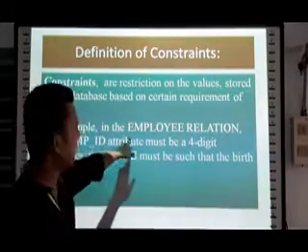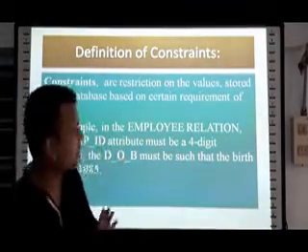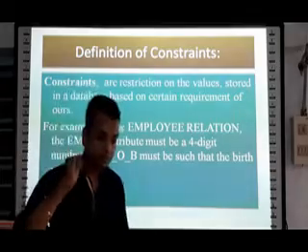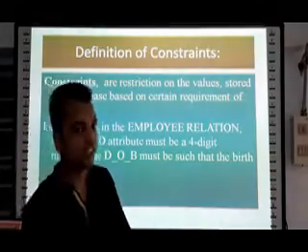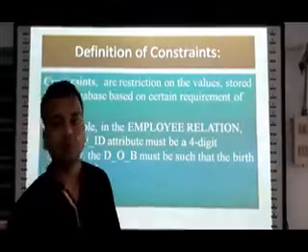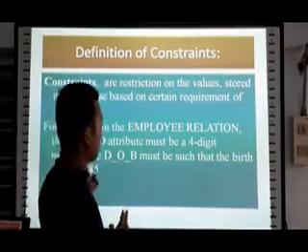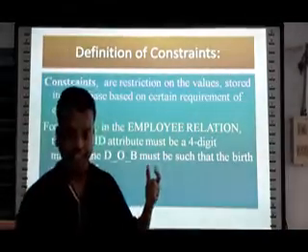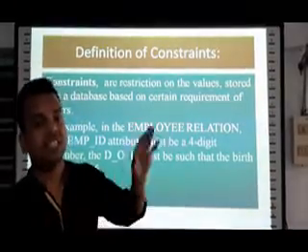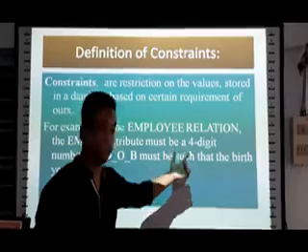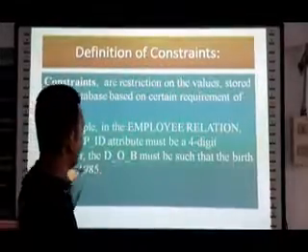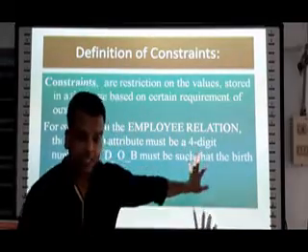For example, in the employee relation which we just discussed, the employee ID attribute must have a 4-digit number. Suppose the employer has placed one restriction: whenever a new joinee joins our organization, he or she will be allotted a 4-digit number as employee ID, and it cannot be 5-digit, 6-digit, or alphanumeric. That means employee ID will be a unique 4-digit number.